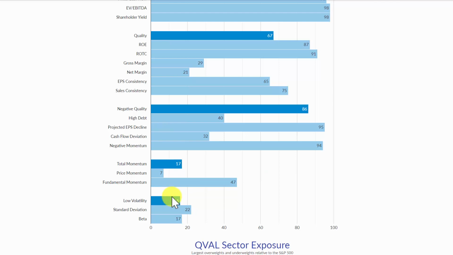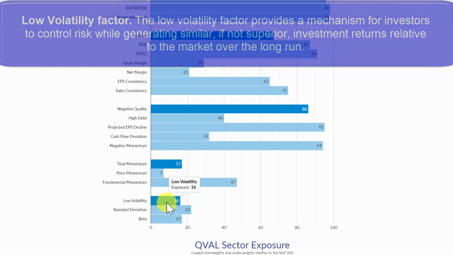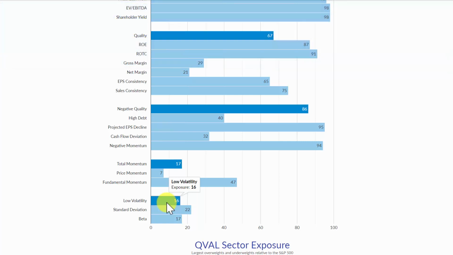And academic research has shown that low volatility stocks tend to, at the very least, have the same performance as the market itself, but to do it with less risk. And that's what this factor is looking at. So the more this slides to the right, the lower the volatility in the portfolio. The more it slides to the left, the higher the volatility in the portfolio.